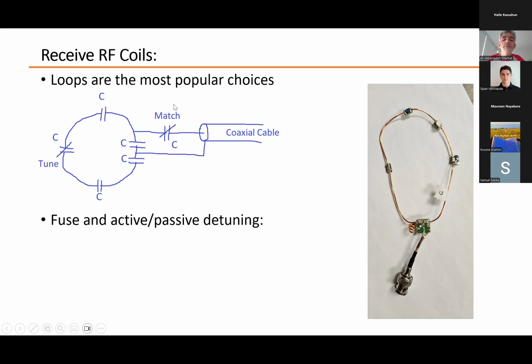Why? Because the impedance of the coil here is not necessarily the same as the impedance of the coaxial cable. So this capacitor matches the impedance of the coil to the impedance of the coaxial cable. And in addition to these capacitors, we have some other components inside a loop.